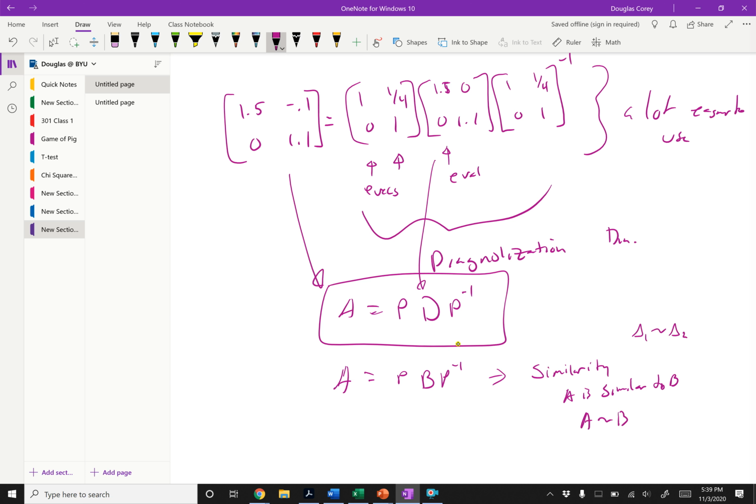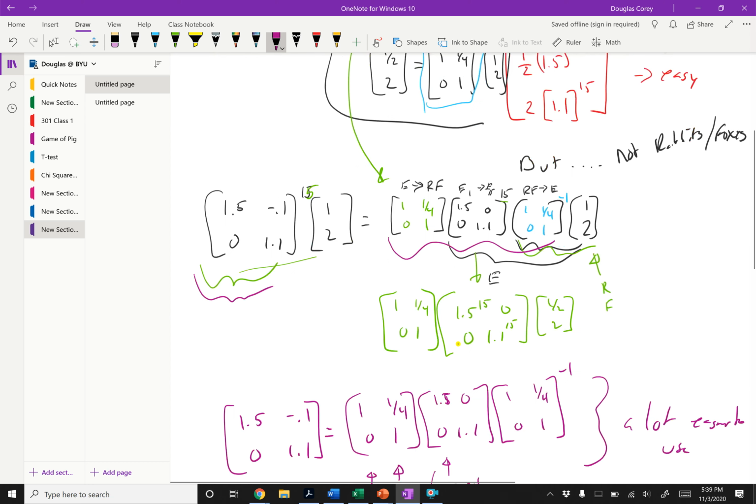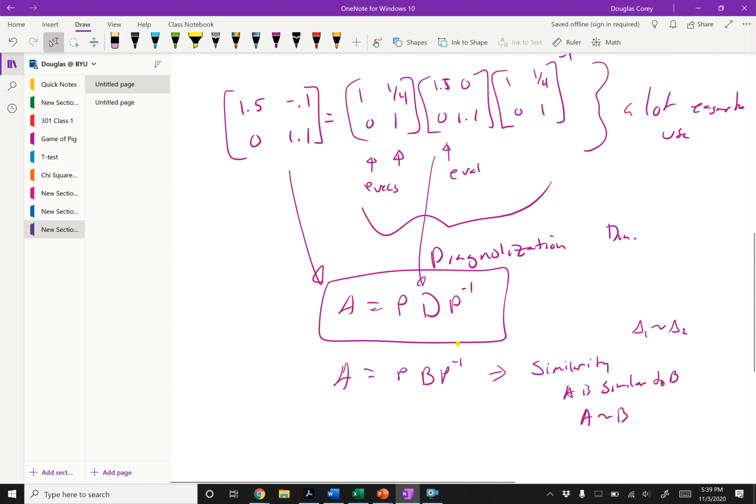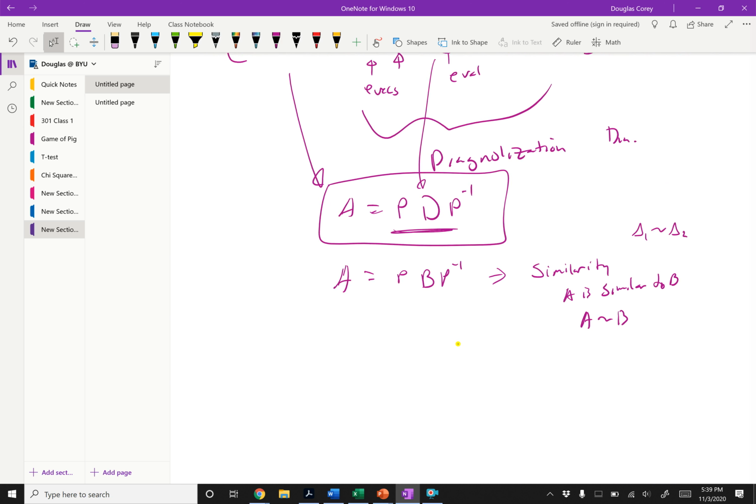So the big use of diagonalization is taking things that are hard to compute or sometimes even hard to think about and putting them into this factored structure where we can better understand what's going on or better compute with them. Similar thing with similar matrices. Well, let's dive into the slides.